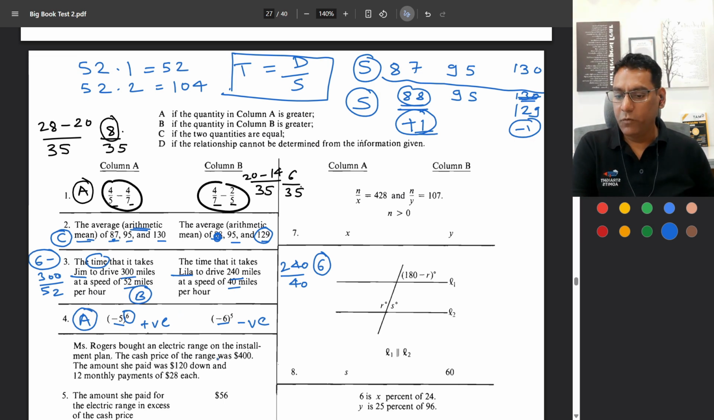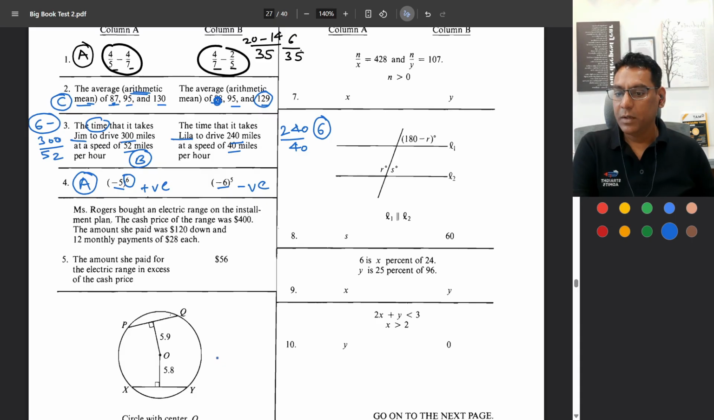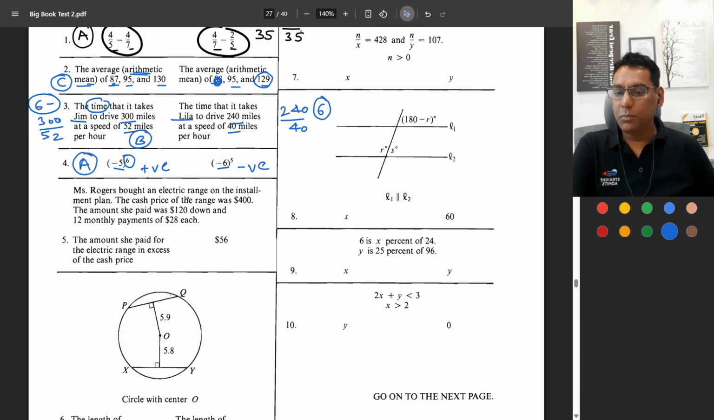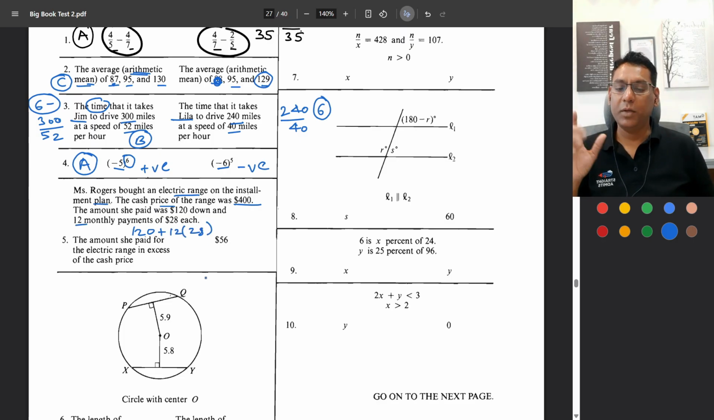Okay, let's move on to this question. Miss Rogers bought an electric range on the installment plan. The cash price of the range was 400. So that range was selling for $400. The amount she paid was 120 down. So she paid $120 down, and then the rest she paid in installments. How many installments? 12 monthly installments of $28 each. So that's basically what she paid. All right, so I understood the scenario.